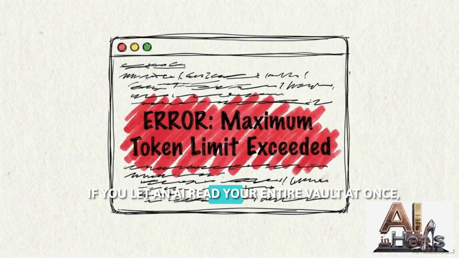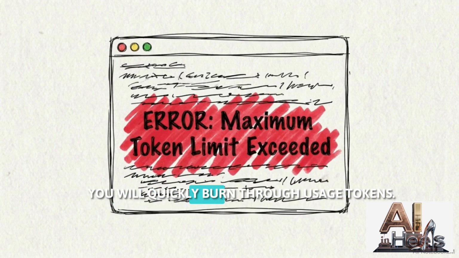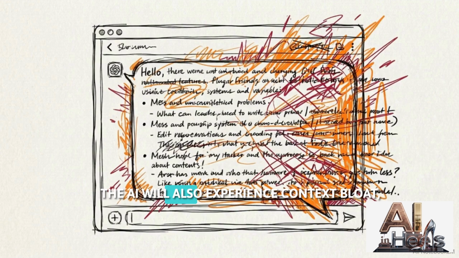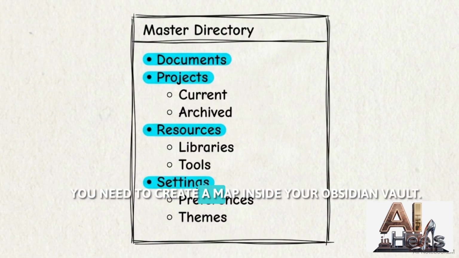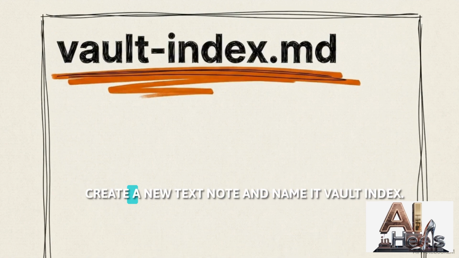If you let an AI read your entire vault at once, you will quickly burn through usage tokens. The AI will also experience context bloat, causing the system to lose track of details, hallucinate answers, or crash entirely. To prevent this, you need to create a map. Inside your Obsidian vault, create a new text note and name it vaultindex.md.